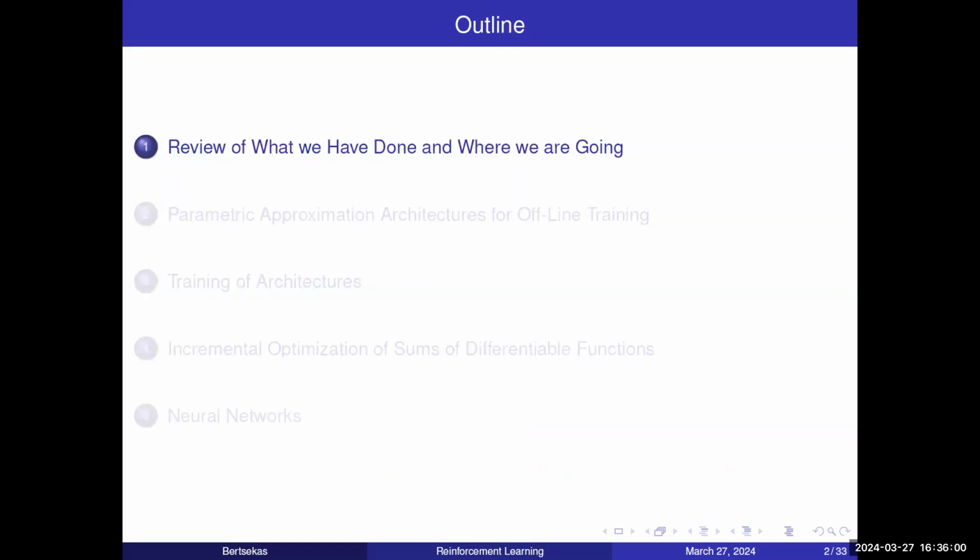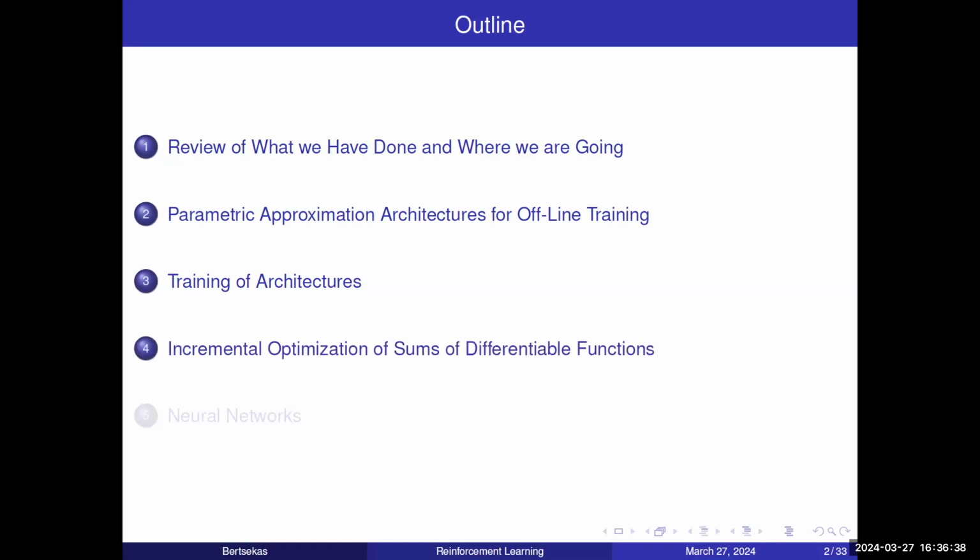Here's the outline of today's lecture. First, we're going to give a short review of what we have done up until now, and also talk about our plan for the remaining lectures. Then we're going to talk about parametric approximation architectures for offline training. This mainly includes some classical architectures like piecewise linear function and feature-based linear architecture, as well as neural network. Then we're going to talk about how to train those architectures. And after that, we're going to take a break.